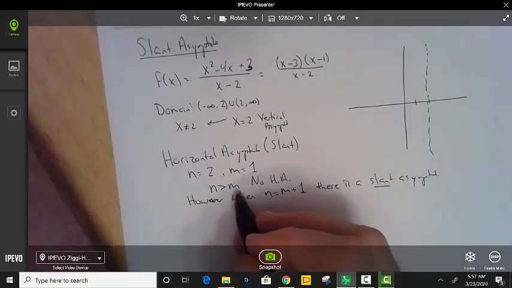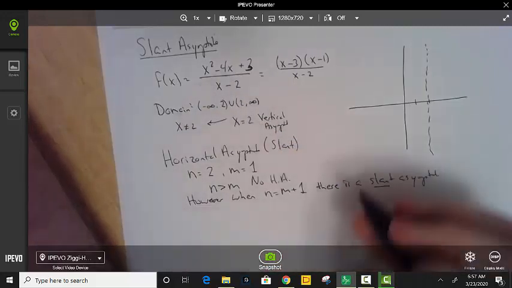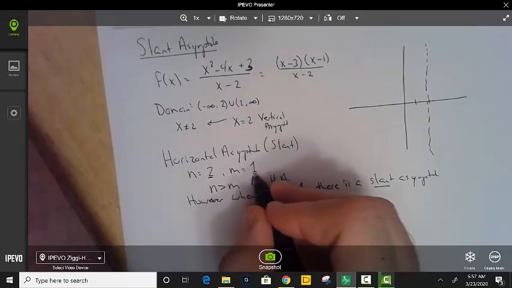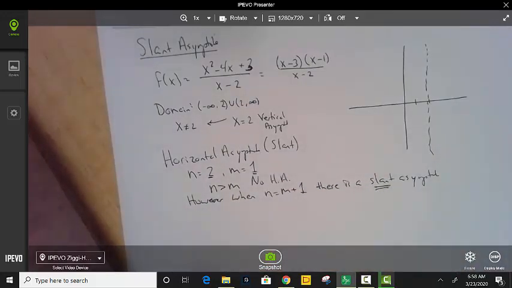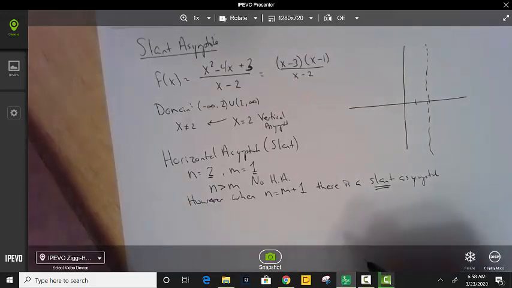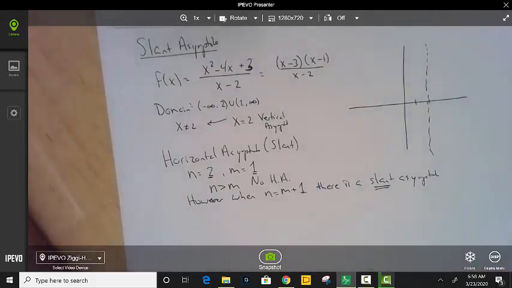Okay, so notice the power on top is bigger than the power on the bottom, but it's only exactly 1 unit more. 2 is just 1 unit more than 1. That's what causes us to have a slant asymptote. So what that means is we're going to have some kind of dotted line that is an asymptote rather than a flat horizontal line.